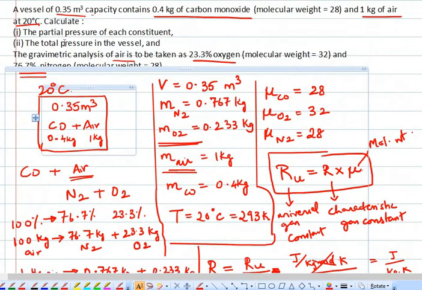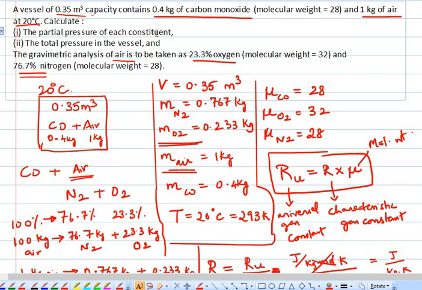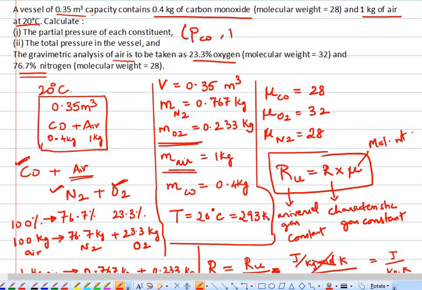So now I have to find the partial pressure of each constituent. So how many constituents are there? I am having carbon monoxide, nitrogen and oxygen, 3 constituents. So partial pressure of carbon monoxide, partial pressure of nitrogen and partial pressure of oxygen. These 3 I have to find, and the total pressure is the summation of all this. So if I find the partial pressure, I can get the total pressure.